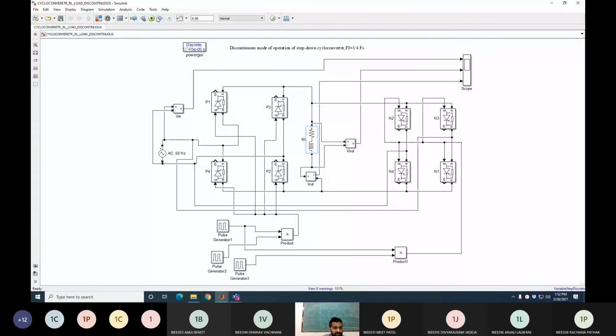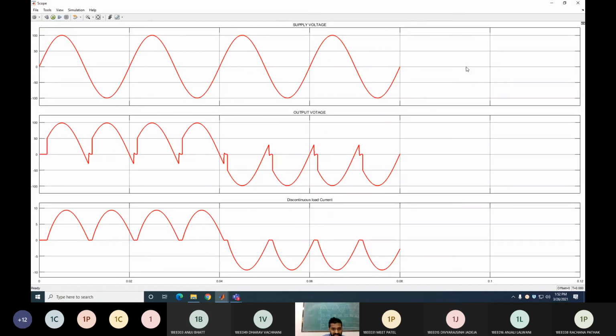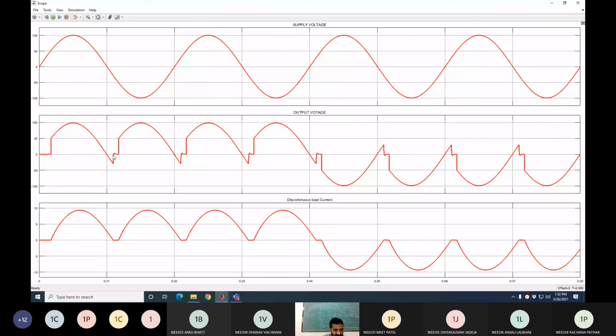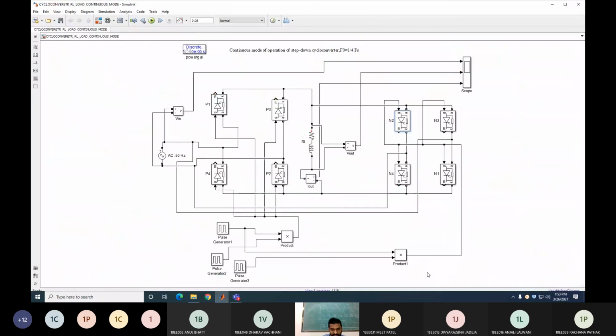Let's check this simulation result. This is the result; you get zero current, because of which it is called the discontinuous mode of operation. Clear? And the fourth one is the continuous mode. Here we increase the value of L and decrease the value of R, so the power factor angle becomes more than alpha. In that case, you get a continuous load current, so it is called continuous operation of load current.